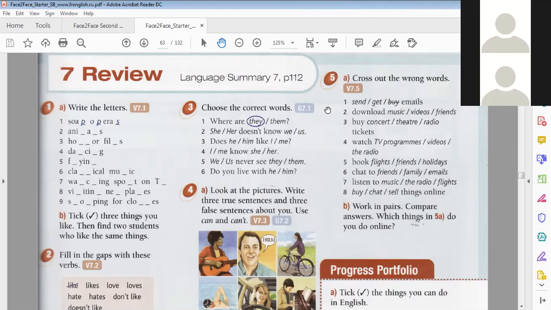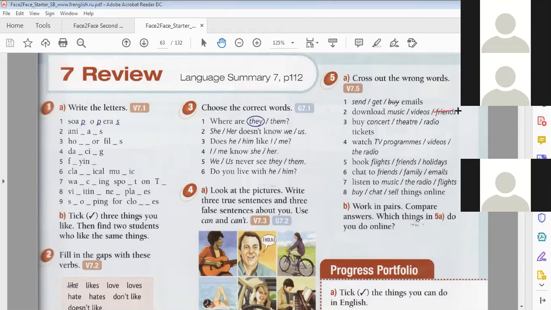Yes. Download music, videos, friends. Okay. What about number 3? For me? For you? Yes. Buy concert, theater, radio, tickets, radio. Okay, and the last one for you, Basma? Yes. Watch TV programs, videos, the radio. The radio. All right, very nice.